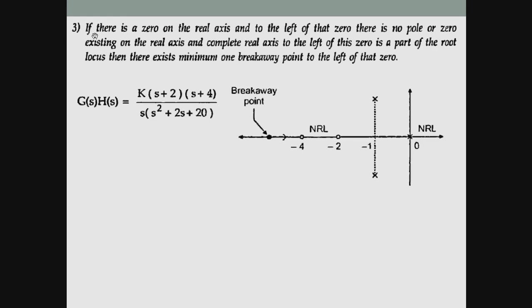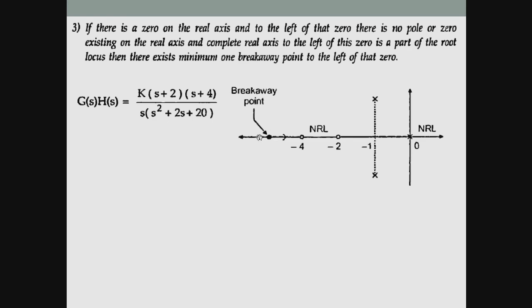So there is one more last case, that is how to find out the breakaway point. If there is a zero on the real axis to the left, and there is no pole or zero on the existing real axis, and the complete real axis to the left of the zero is a part of the root locus, then there exists a minimum of one breakaway point.